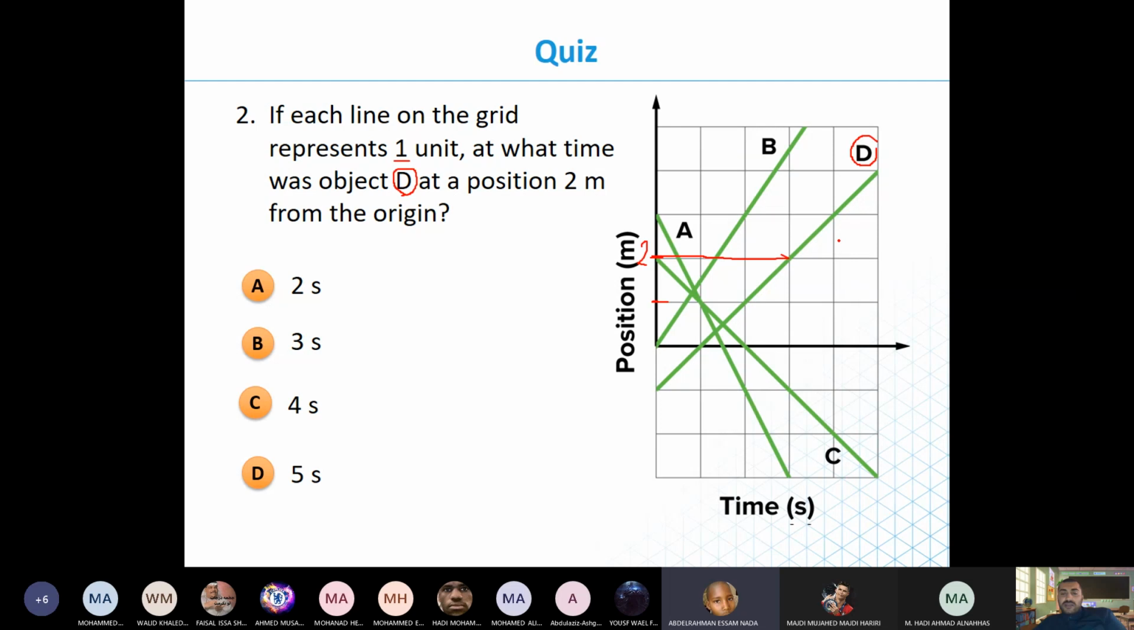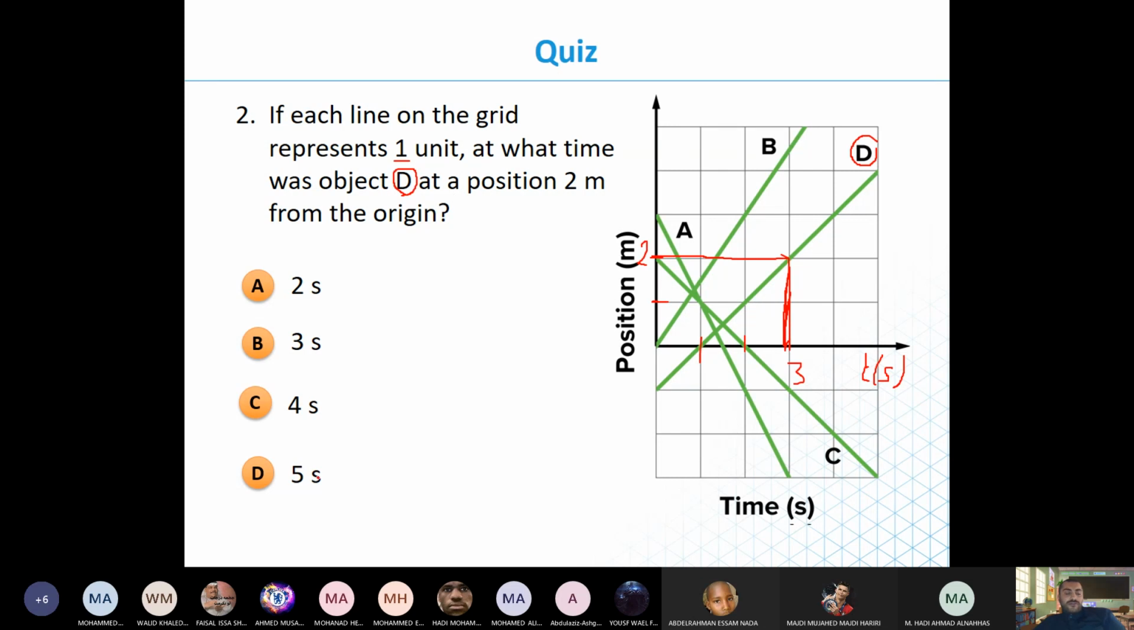Yes, Mister. I will go downward in order to reach what? Who can tell me? This is 1, this is 2. So this is the time. Excellent. Time what? Time in seconds. It's how many? 3. Excellent. So here, where is the correct answer, guys?